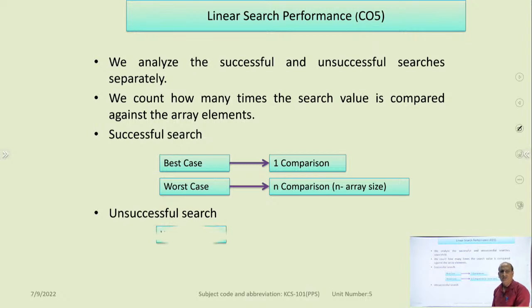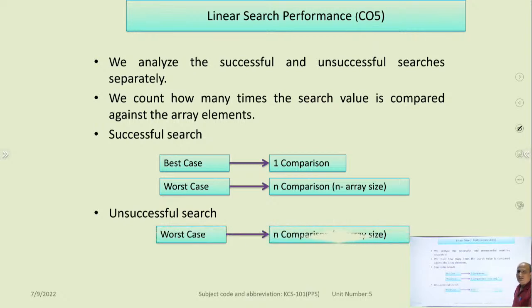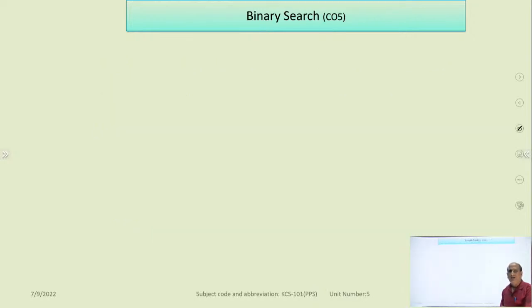For an unsuccessful search, the worst case running time is n comparisons. If the element is not found in the list, we have to keep checking and comparing, and when we reach the end we conclude that the element is not present in that list, but we have to perform n comparisons. So for an unsuccessful search in linear searching you have to perform n comparisons.